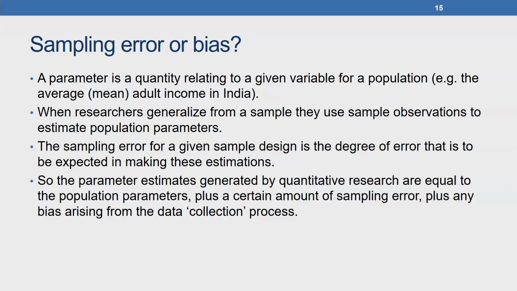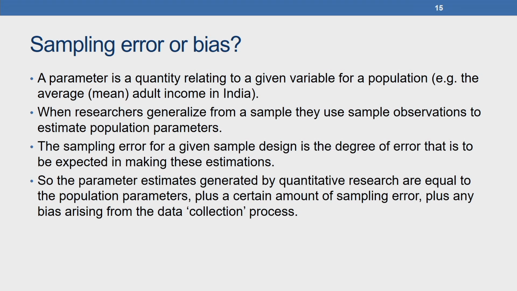So, should we call it a sampling error or bias? Now, a parameter is a quantity relating to a given variable for a population, for example the average adult income in India. When researchers generalize from a sample, they use sample observations to estimate population parameters, and sampling error for a given sample design is the degree of error that is to be expected in making these estimations.